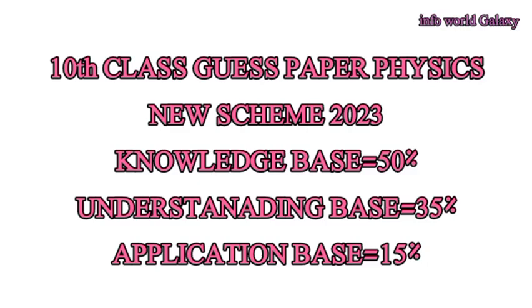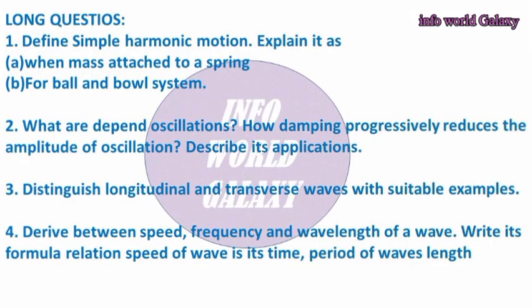10th class guess paper, Physics, new scheme 2023. Knowledge base 50%, understanding base 35%, application base 15%. Long questions. 1. Define simple harmonic motion. Explain it as: A. When mass is attached to a spring. B. For a ball and bowl system.